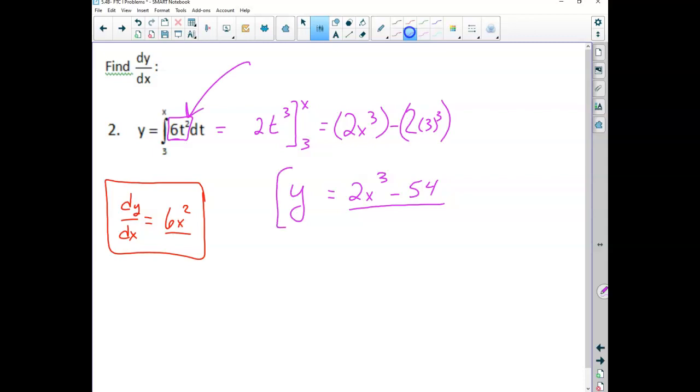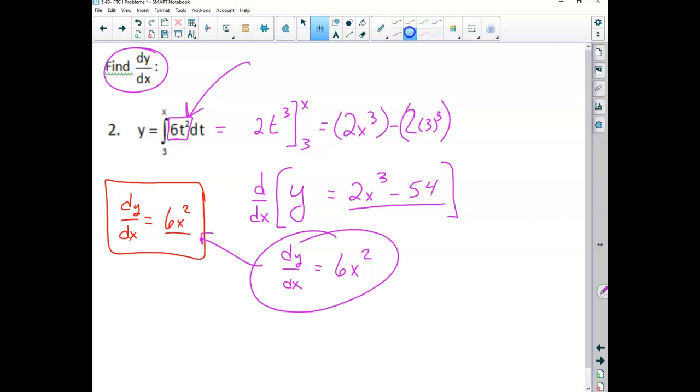Now I'm coming back, and I'm going to undo what I just did. The derivative of y is dy dx, and that's what they want us to find. That equals the derivative of 2x cubed. Well, 3 times 2 is 6, x, drop the power 1 to a 2. And the derivative of 54 is 0.